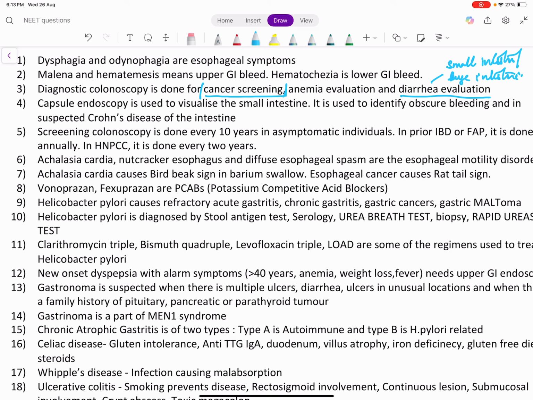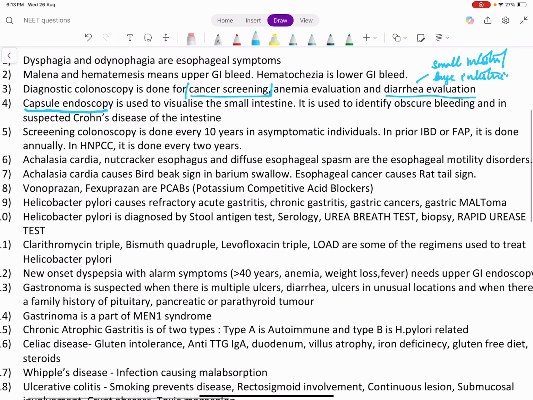Now what is capsule endoscopy? So we have upper GI endoscopy, which visualizes the esophagus, stomach and up to the second part of the duodenum. Colonoscopy visualizes the rectum up to the entire part of the cecum. But to visualize the jejunum and ileum, we have to use capsule endoscopy.